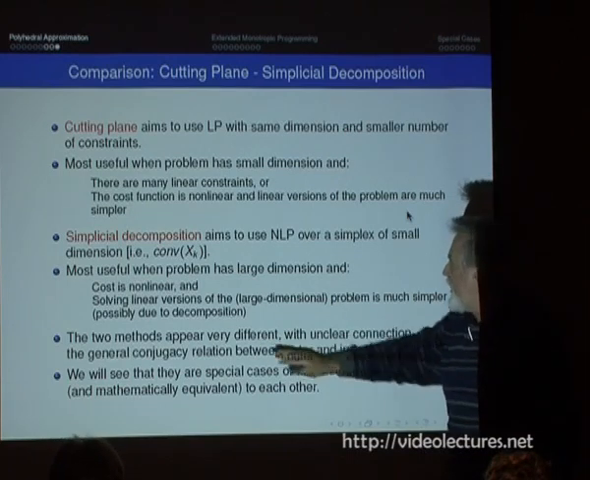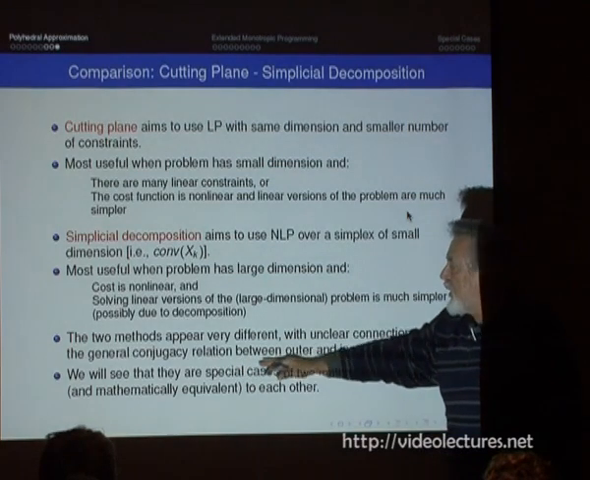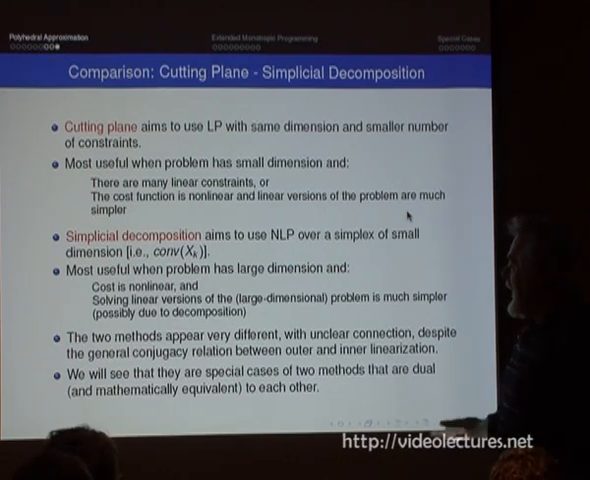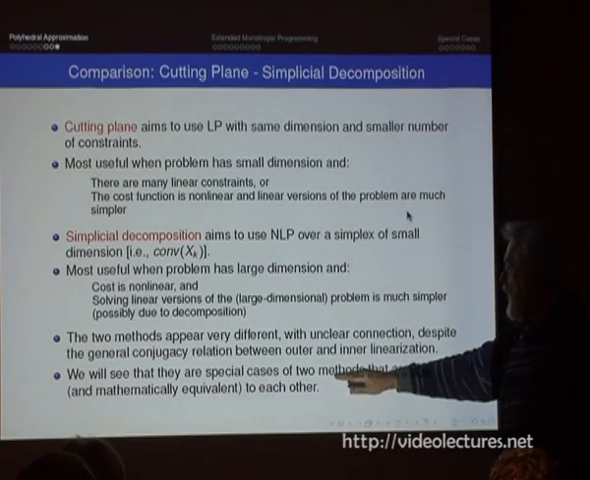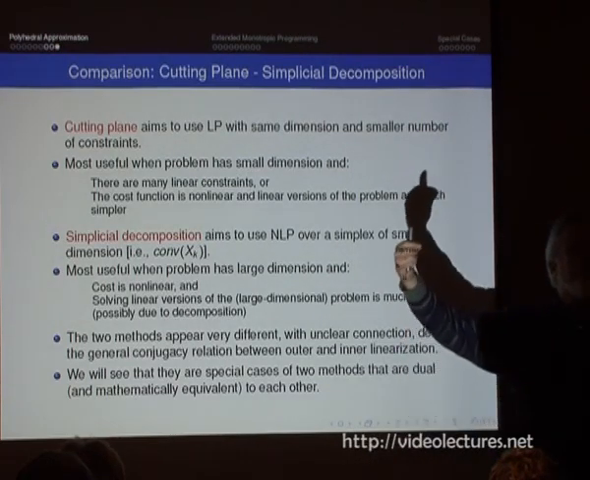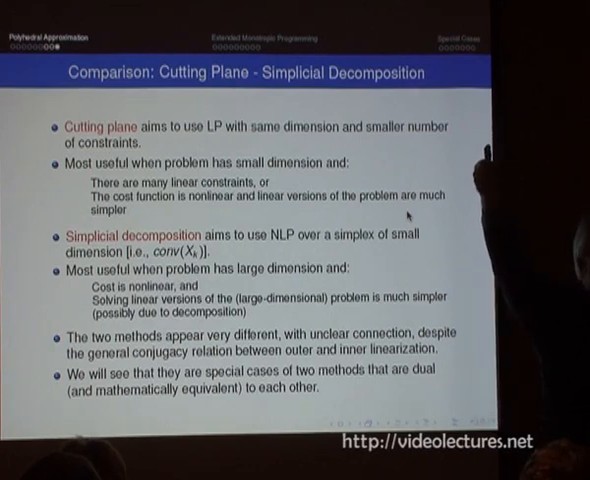Furthermore, the two methods appear to be very different with unclear connection, despite the fact that there's a general conjugacy between inner and outer linearization. You can't map them into each other. You can't say simplicial decomposition is equivalent to cutting plane or some dual form of cutting plane. They're very different in fundamental ways. However, the point I want to make later is that both of those are special cases of two methods that are dual and mathematically equivalent to each other. So even though the two are not equivalent, they are special cases of some other methods that are equivalent. Okay?